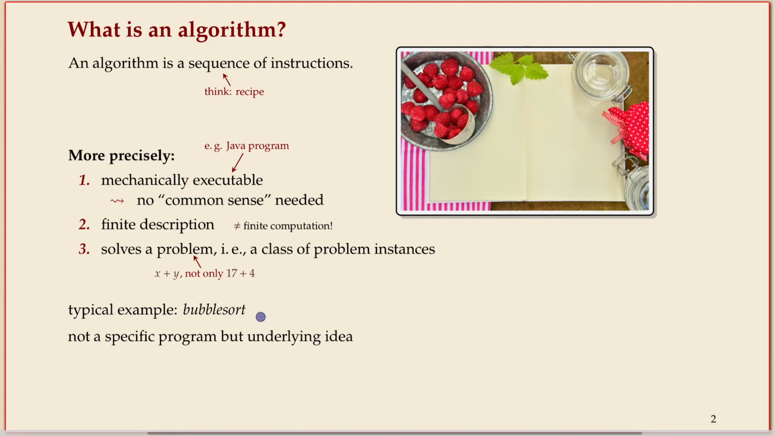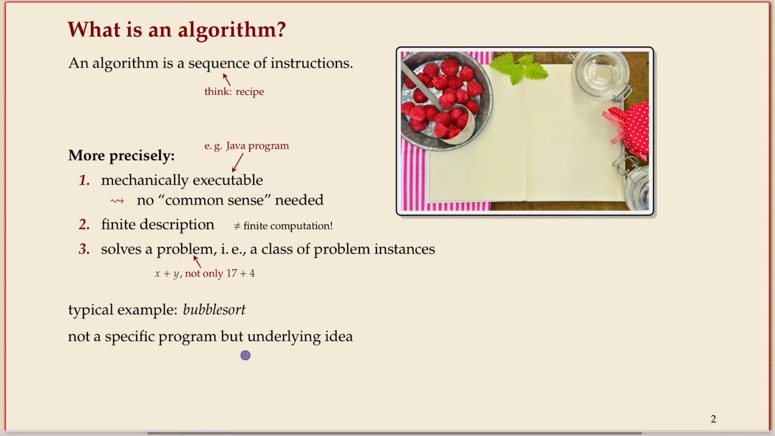A typical example of an algorithm could be bubble sort, that probably all of you have seen. The underlying problem is sorting a list of data, say a list of numbers. List usually means it's given in an array, but not necessarily so.